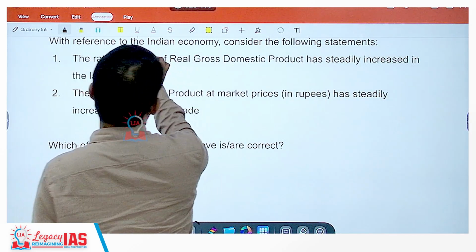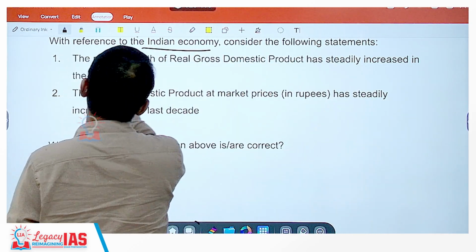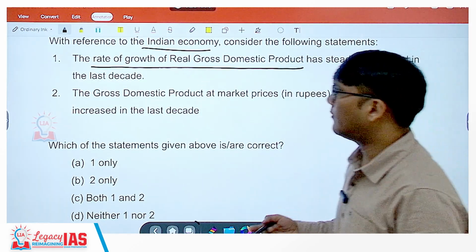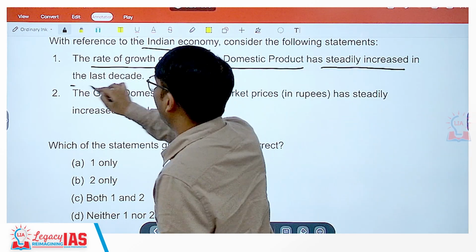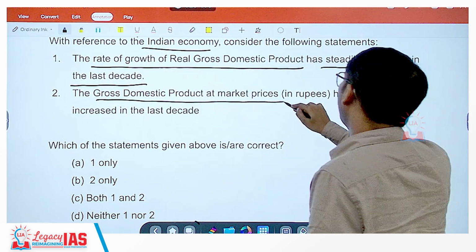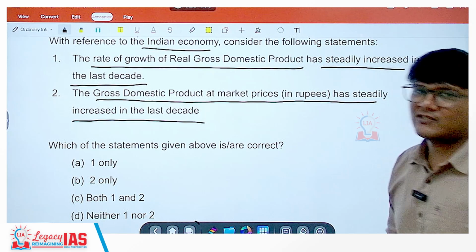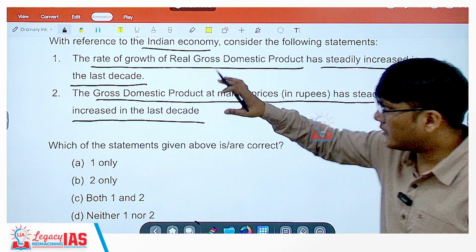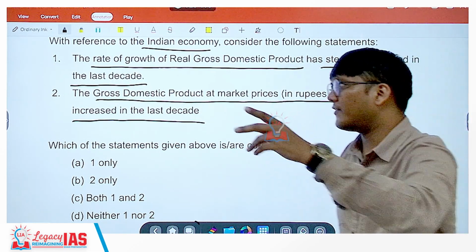With reference to the Indian economy, consider the following statements. Statement 1 says the rate of growth of real GDP has steadily increased in the last decade. Statement 2, the gross domestic product at market prices in rupees has steadily increased in the last decade. So, now the question is, are these correct or not? We need not know exactly, but by logic we can understand whether they are correct or not.